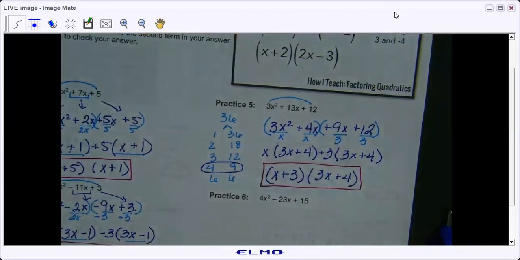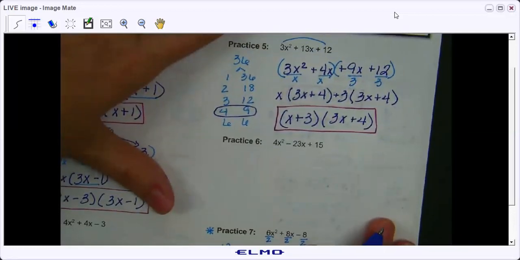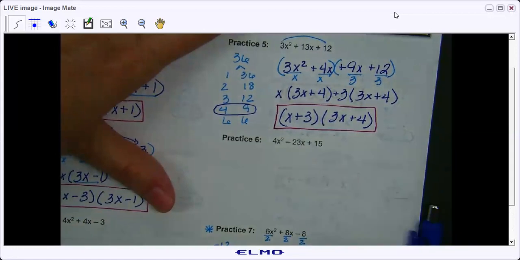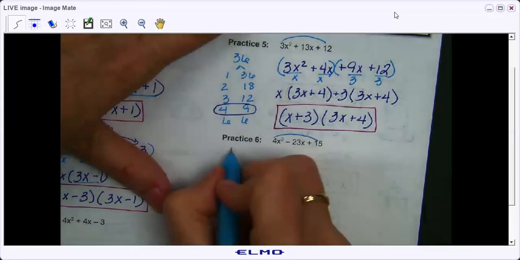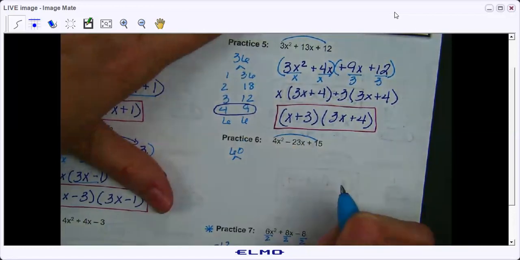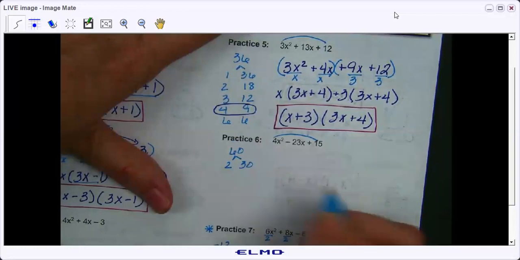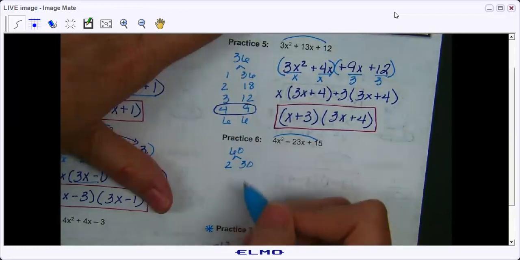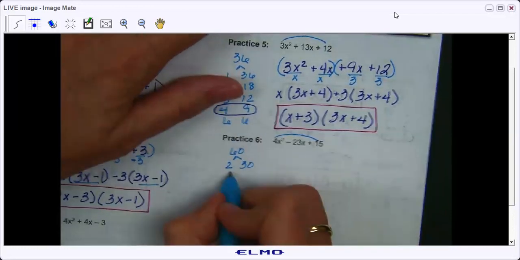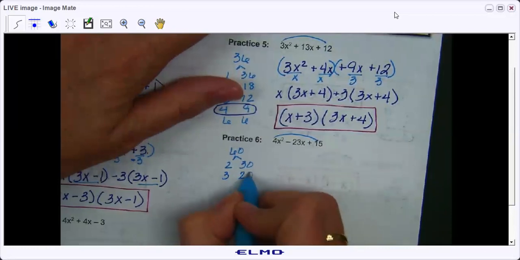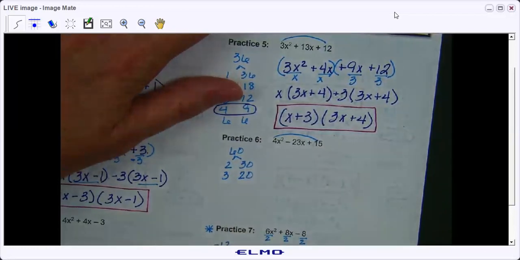Okay, let's move on to practice 6. I don't have a GCF, so I'm going to find factors of 15 times 4, which is 60, that add up to 23. I'm skipping 1 and 60. That's a given. It's not 1 and 60, right? 3 and 20. Oh, look at that. It's got to be 3 and 20.